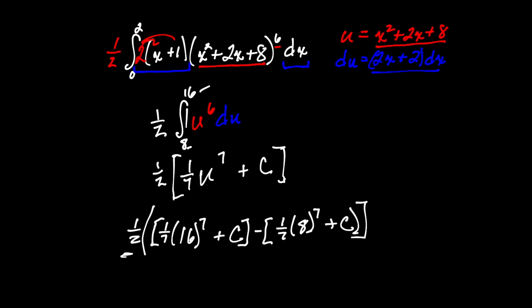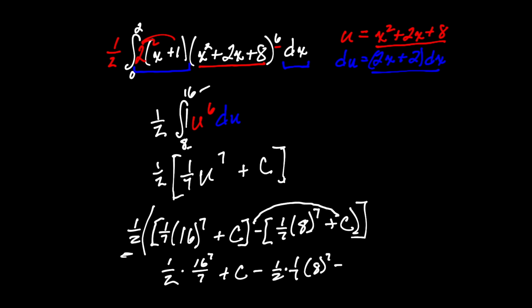So when we go to expand this, I'm not going to expand this because I don't have a calculator with me, but I would have 16 to the 7th over 7. Then I would have plus c minus 1/2 times 1/7 times 8 to the 7th. And this minus, when it gets distributed on the c, becomes a minus c. So a lot of times I let my students not write the c in because they know it's going to add off in the end.